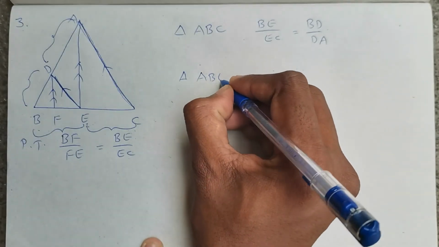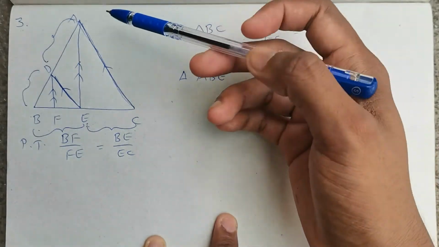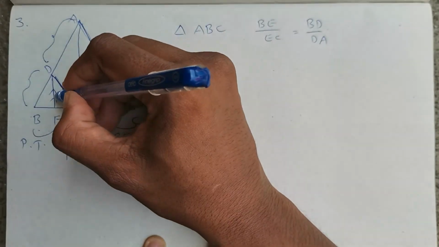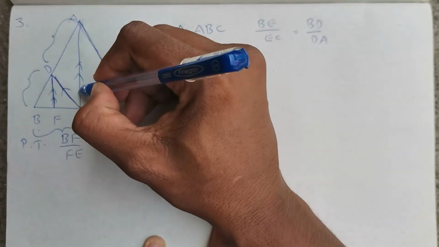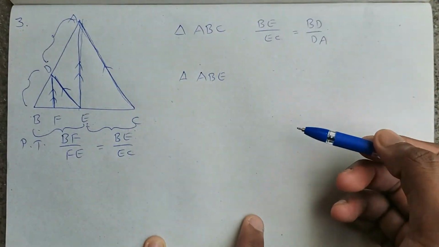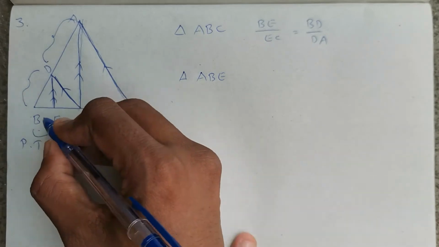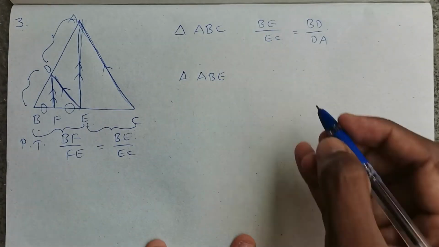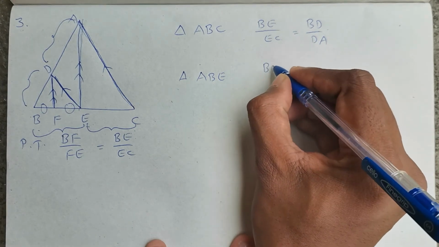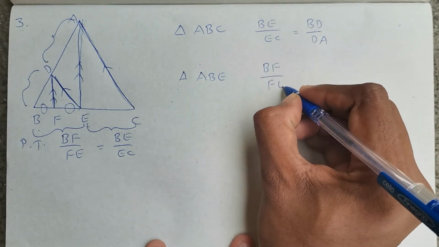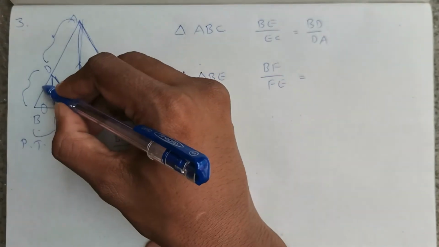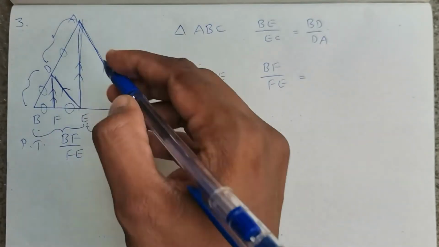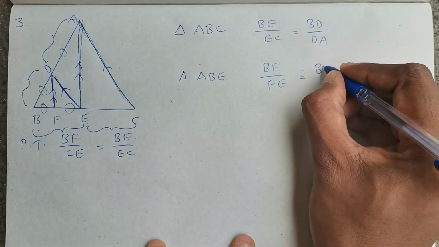Then I will take another triangle, that is triangle BAE or else ABE. Observe this triangle ABE. In triangle ABE, this DF line is parallel to this AE line. So now this part will become the upper part, this part will become the lower part. So we can write it as BF by FE is equal to, this will become the upper part and this will become the lower part, BD by DA.